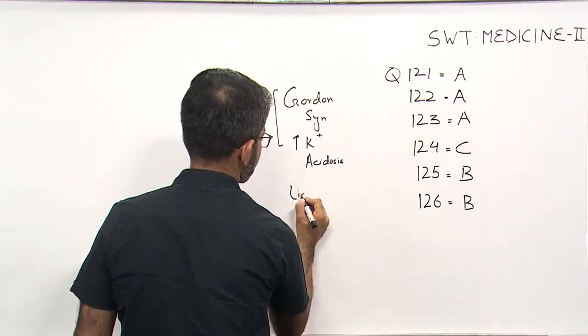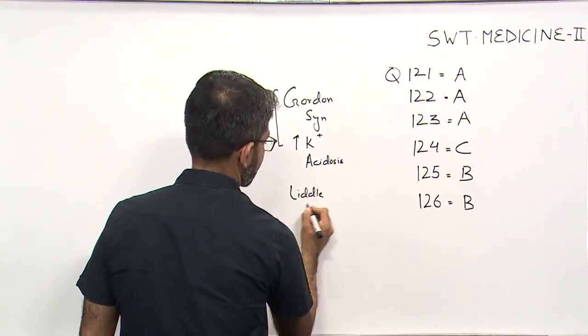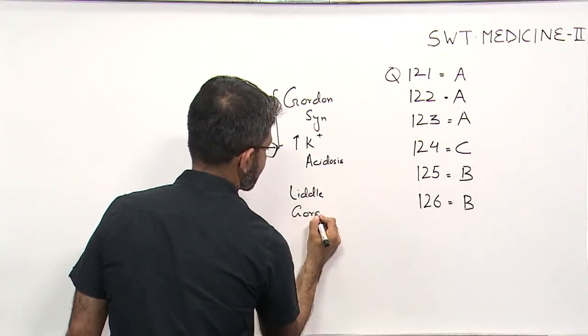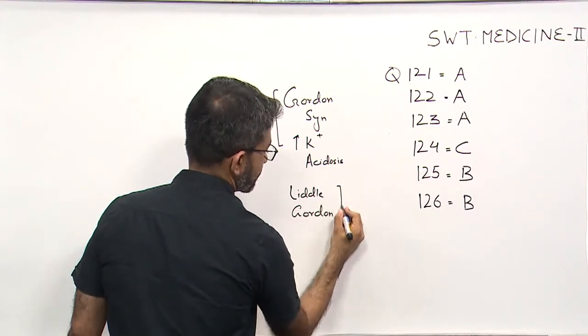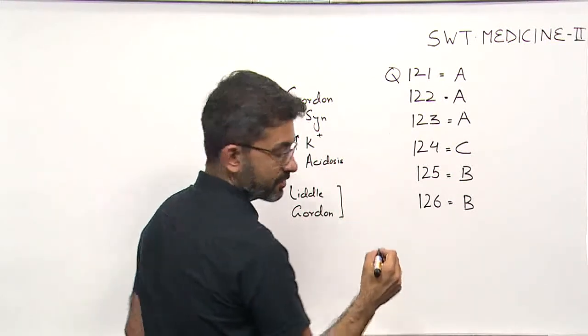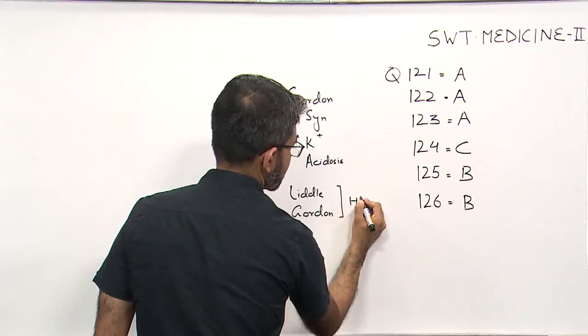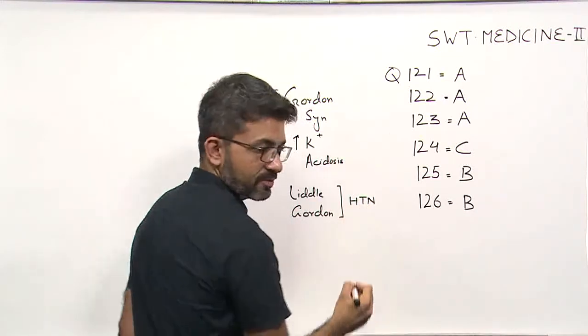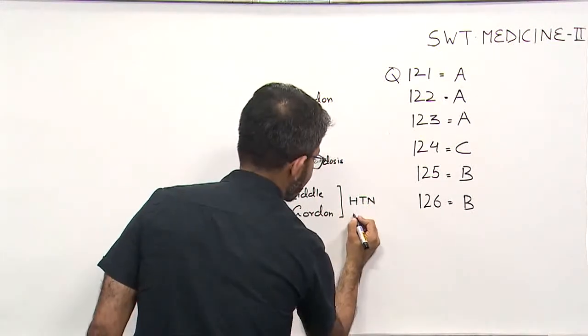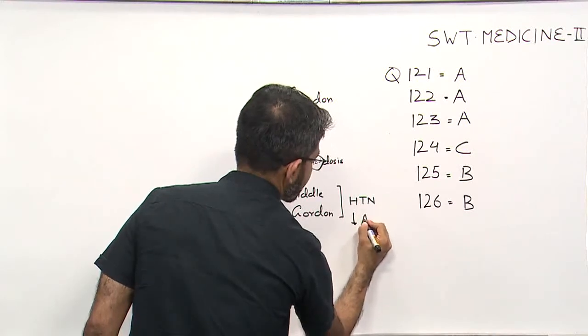Similarly, Liddle's and Gordon will have hypertension and the aldosterone levels will be low, decreased aldosterone.